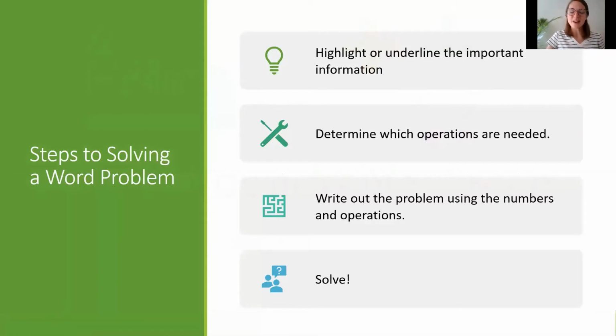Just as a reminder, at the beginning of every Math Roundtable, we go over these same steps for solving a word problem. First, highlight, underline, or circle, or at least identify, the important information in the word problem. Once you've identified that information, you can determine which operations you'll need and write that out using numbers and operations. So instead of a word problem, you'll have a more traditional math problem with number sentences to solve. With that, you can solve the problem and apply it to your multiple choice answers.